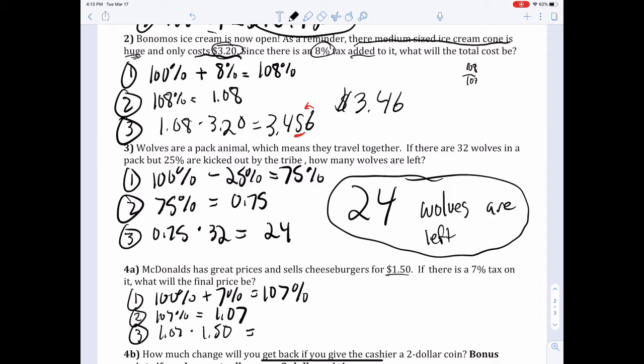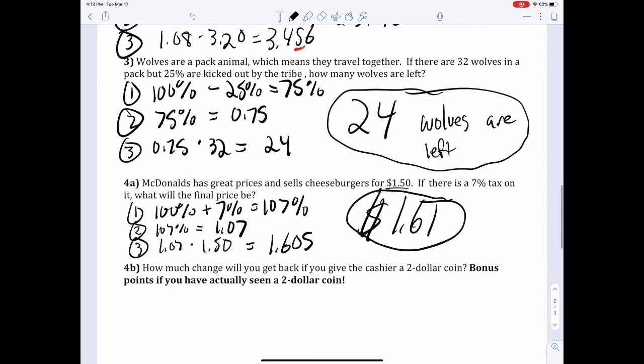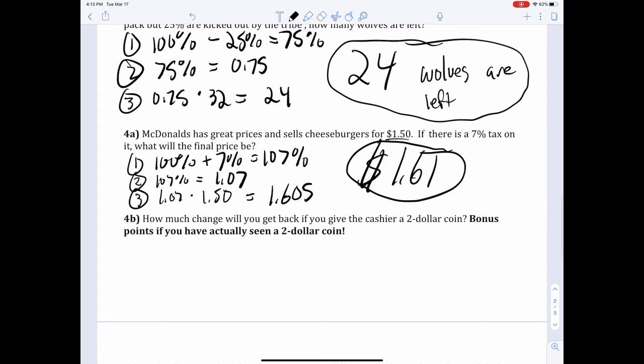1.5 times 1.07, excuse me, equals 1.605. If you round that to the nearest cent, you should get $1.61 for that cheeseburger. Not bad. Even if the state is only taking 6 cents.